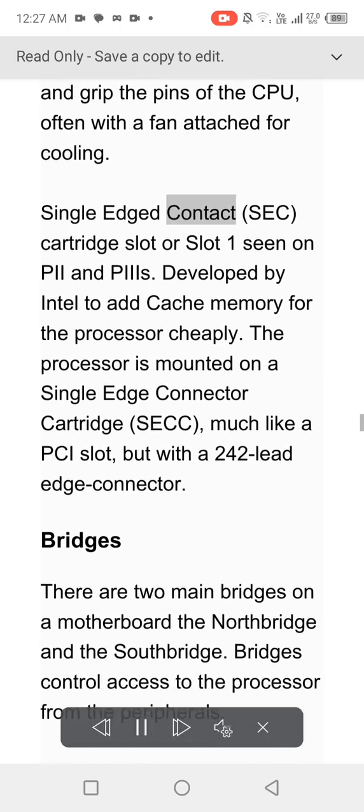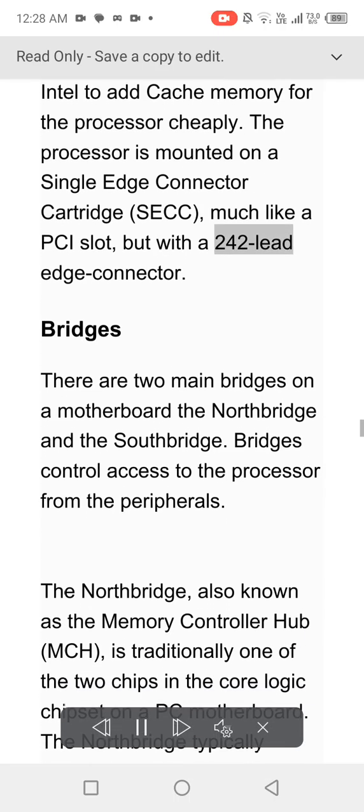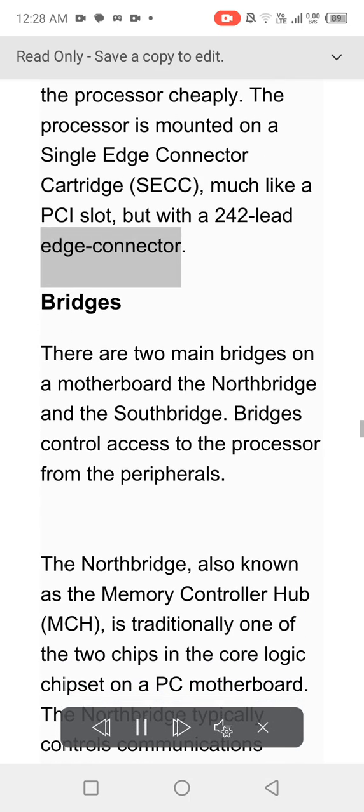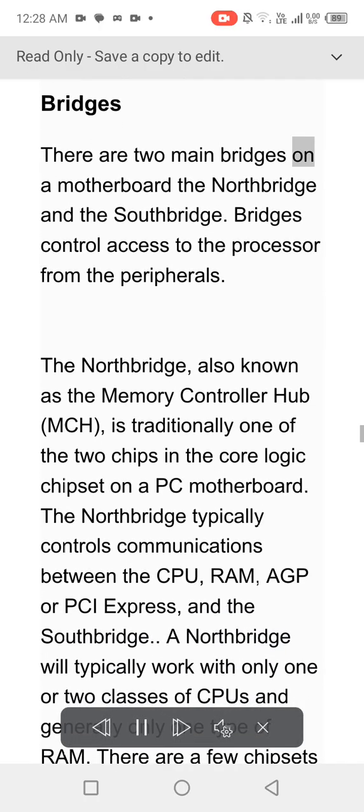Single-edged contact, SEC, cartridge slot, or slot 1 seen on PIs and PIIs. Developed by Intel to add cache memory for the processor cheaply. The processor is mounted on a single-edge connector cartridge, SECC, much like a PCI slot, but with a 242 lead edge connector. Bridges. There are two main bridges on a motherboard, the North Bridge and the South Bridge.